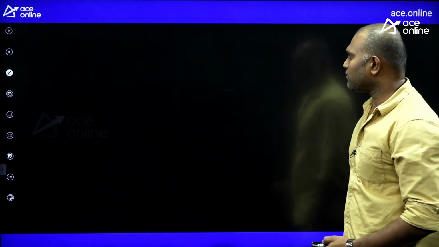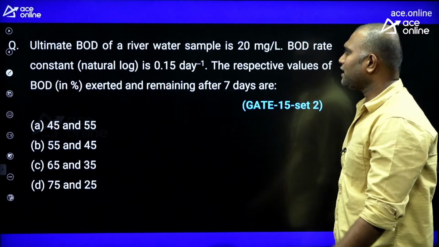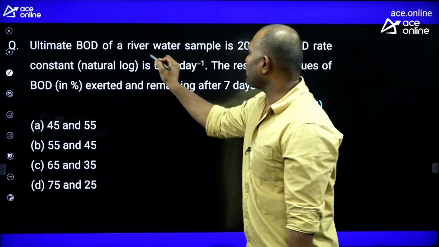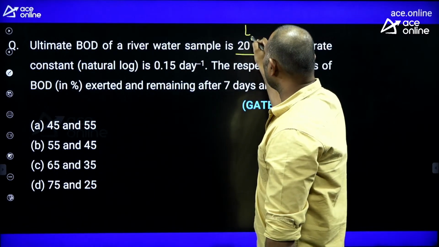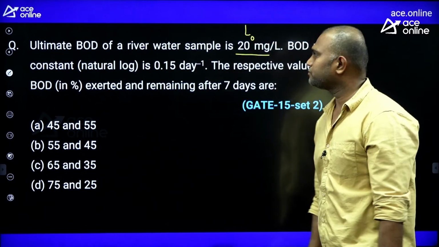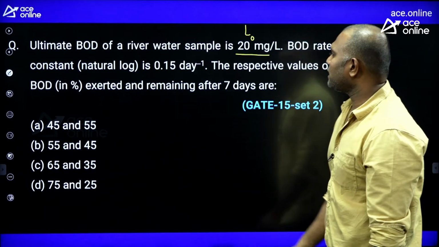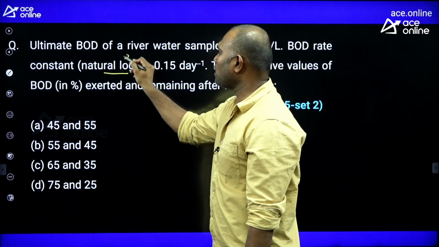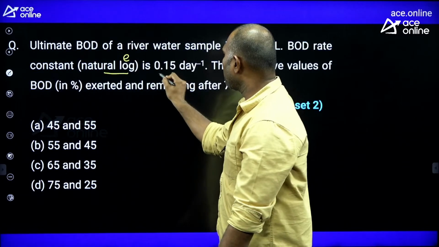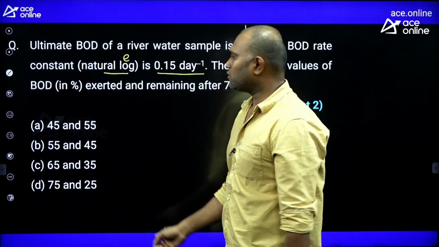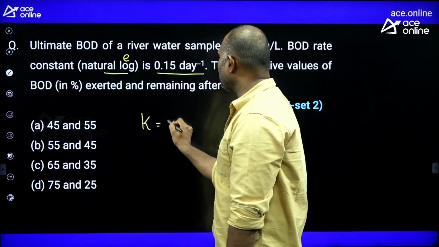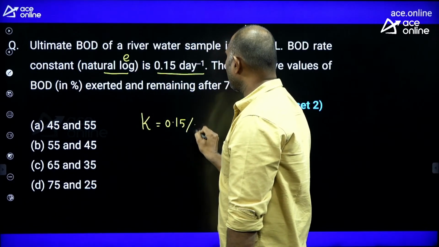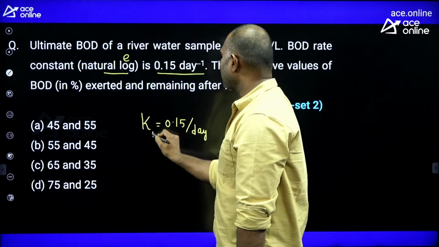Okay. Now let's see one more question. You see here, ultimate BOD of a river water is given as 20 mg per liter. What is ultimate BOD? Ultimate BOD is nothing but L naught. The BOD rate constant, natural log, so natural log means e, is 0.15 per day. So they have given the BOD rate constant. So K value is given as 0.15 per day.